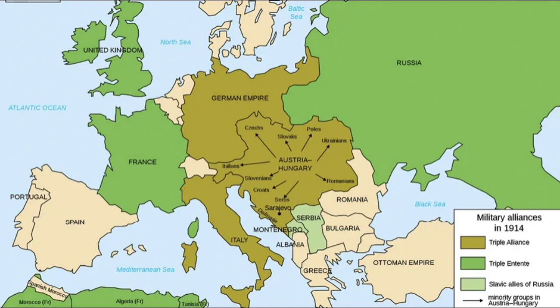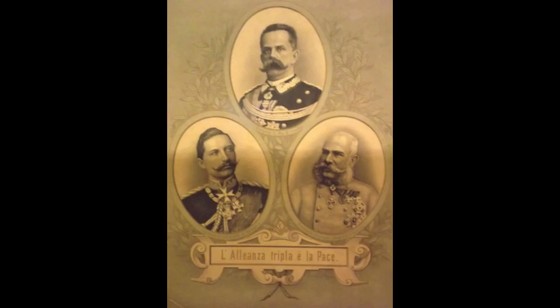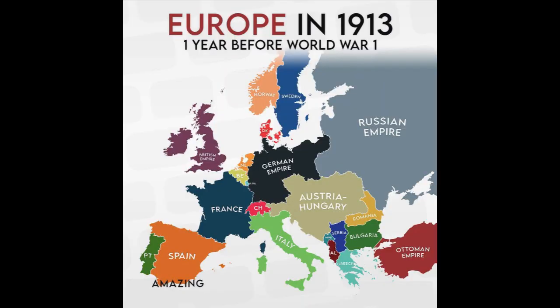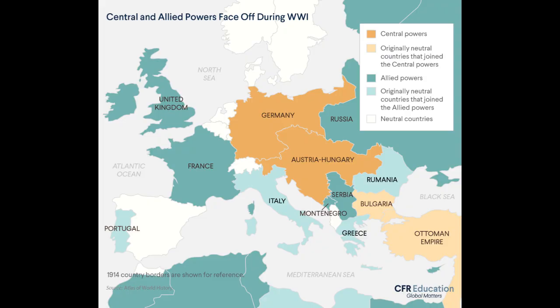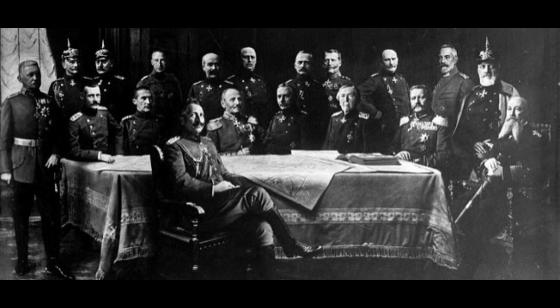The alliance system that pulled Europe into war. The alliance system was one of the main reasons World War I spread so quickly across Europe. Before 1914, European nations formed alliances to protect themselves and maintain a balance of power. However, instead of keeping peace, these alliances turned a local conflict into a large-scale war by drawing multiple countries into the fighting.